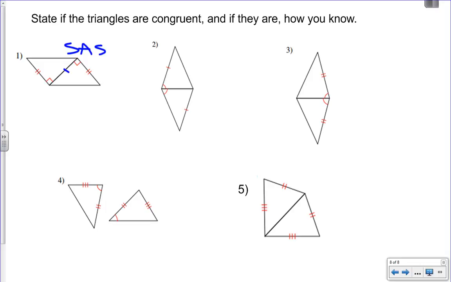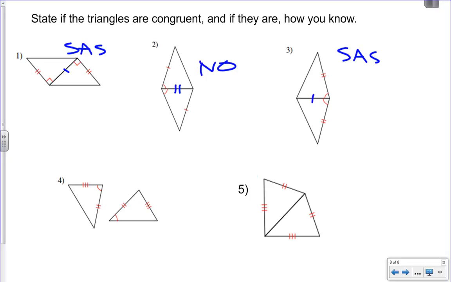How about this one? All right, I have side, angle. So no, not necessarily congruent, because you can't trust a picture. It's not side-angle-side, but it's side-side-angle, and that's not true. This one is not congruent. Let's look at this one. We have side, angle, side. Side, angle, side. Yes.